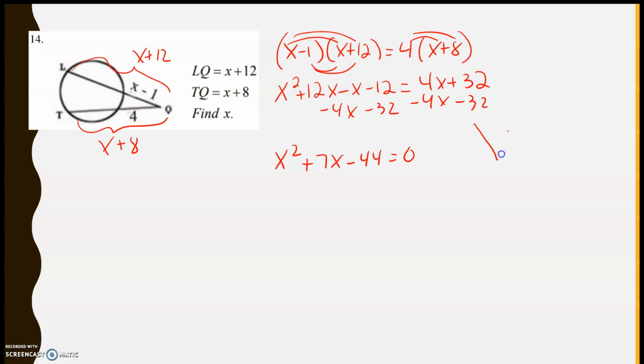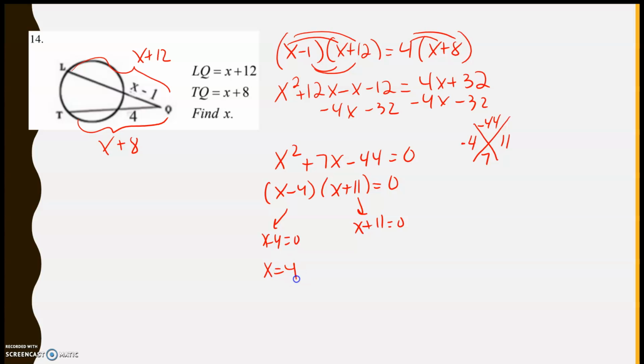So now I want to know what numbers multiply to negative 44 that also add to be 7. And that's going to give me 4 and 11 because I have to have positive 7. That means this one has to be my negative 4. So I get x minus 4 and x plus 11 is all equal to 0. So x minus 4 equals 0, or x plus 11 equals 0.